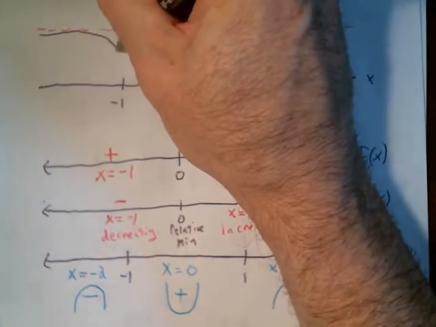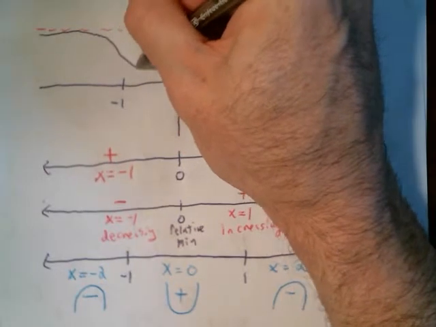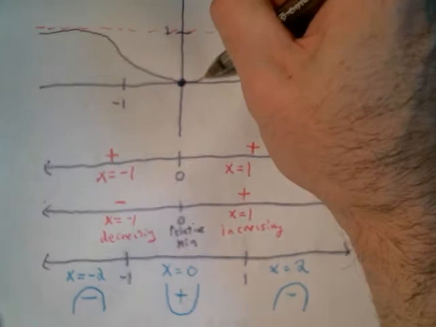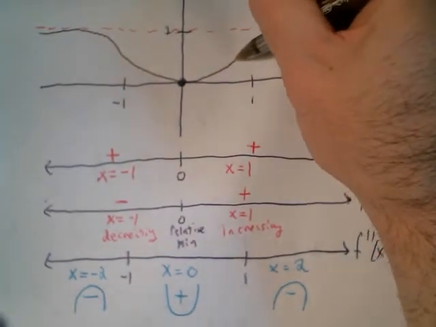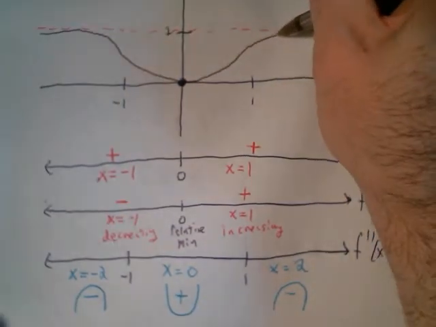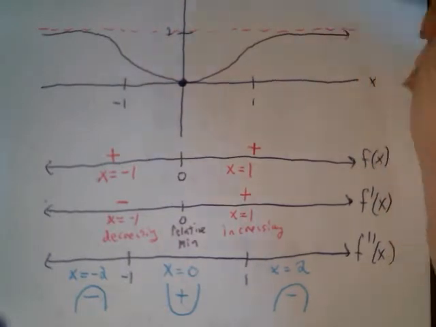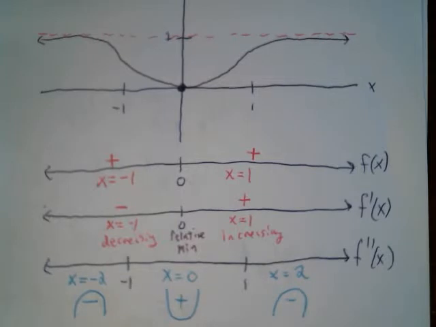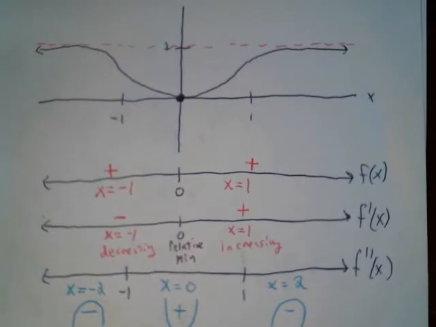And then it'll do an S at the inflection point and turn concave up. Then it starts increasing thanks to the first derivative, and then it'll do another S and go concave down. And that's our shape. It kind of looks like, I don't know, a weirdly rotated normal curve.